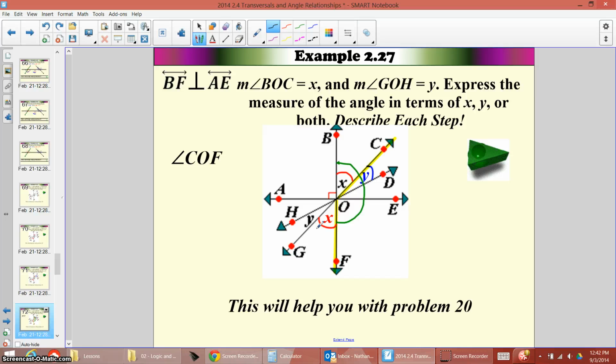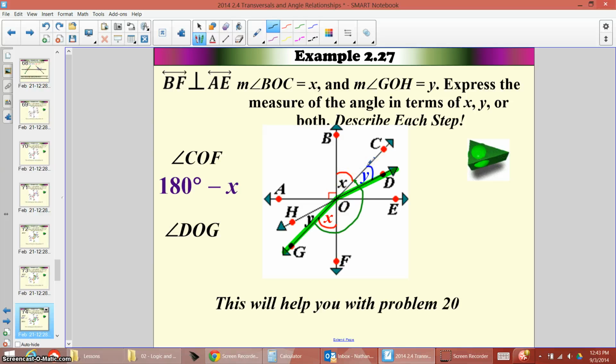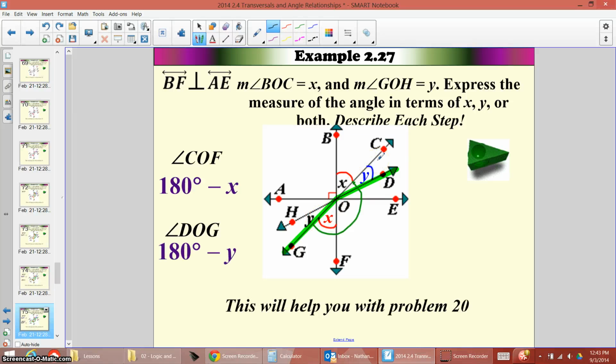Now this next one says that COF is our first angle. We can measure this as the green line right here all the way across, right? That's 180 degrees. But we don't want the full 180, we just want to come backwards to C, which means we're going to say 180 minus the value of this x right here. We're going to take it back. Alright, now the next angle is DOG. Here we have this whole thing is 180 degrees, right? We've got 180 degrees minus y. It will give us that angle.